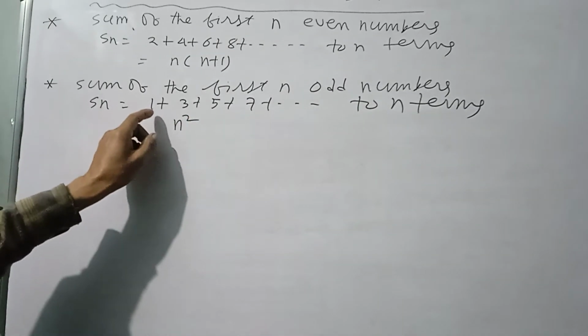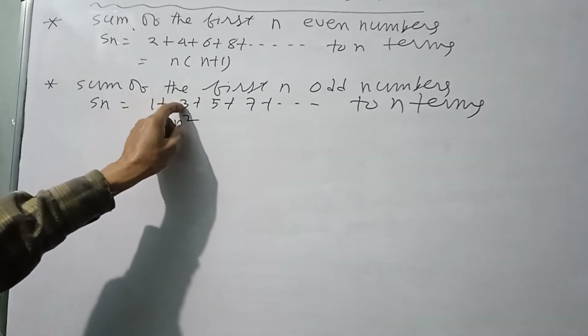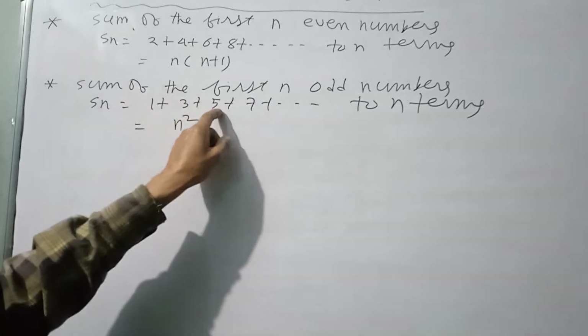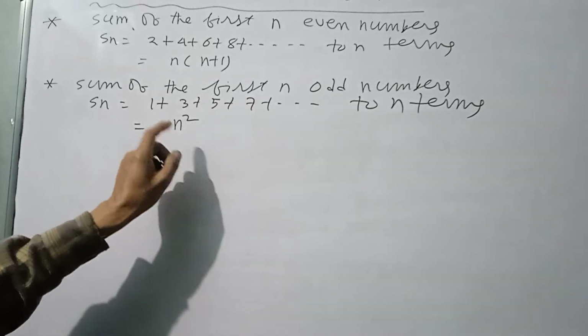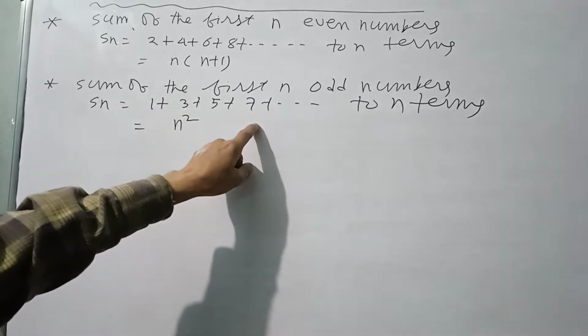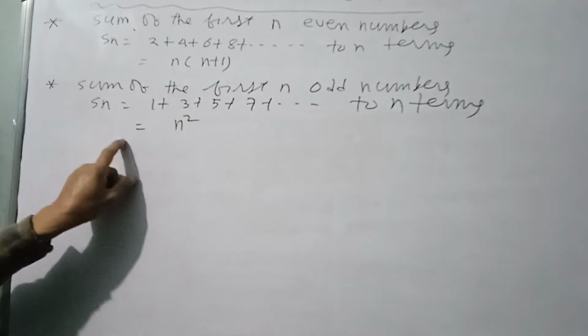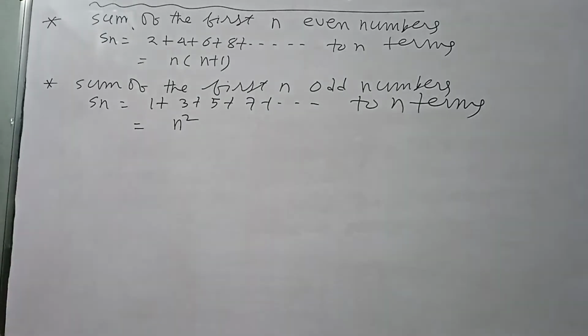If you take 1, 2, 3, 4, the sum is n square. 1 plus 3 is 4, 4 plus 5 is 9, 9 plus 7 is 16, that is 4 square. If there are 4 terms, that is 4 square; 5 terms, 5 square; 6 terms, 6 square. It makes the sum easier.